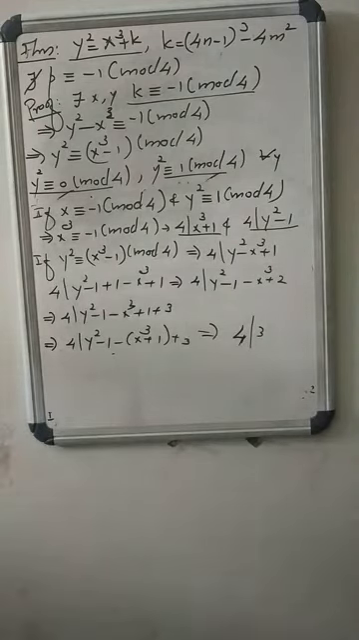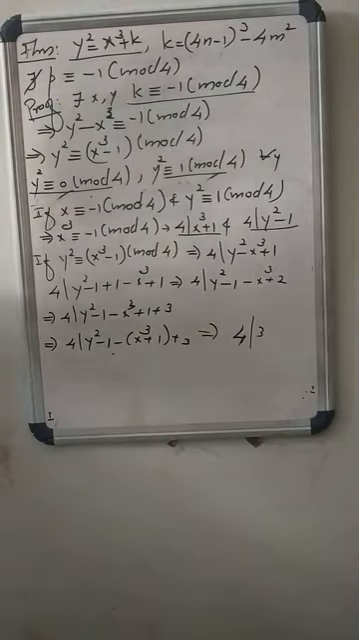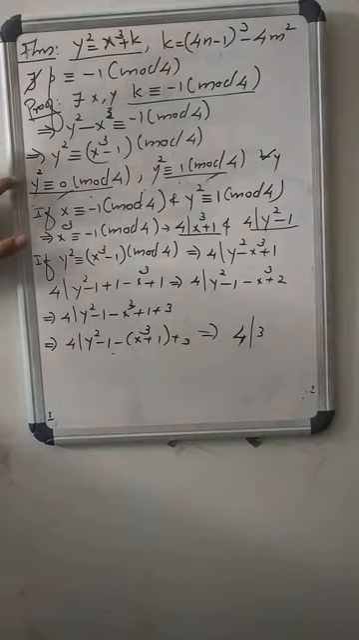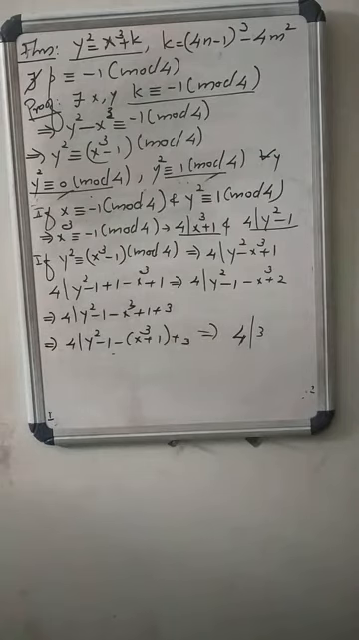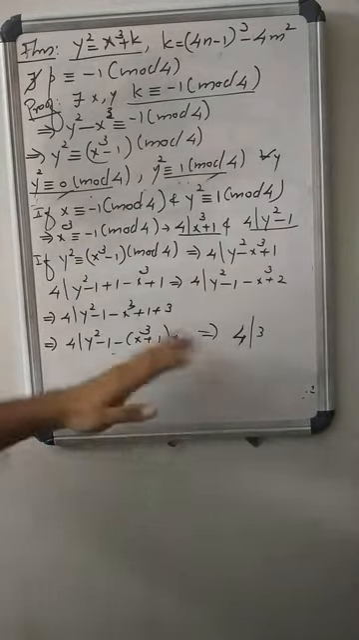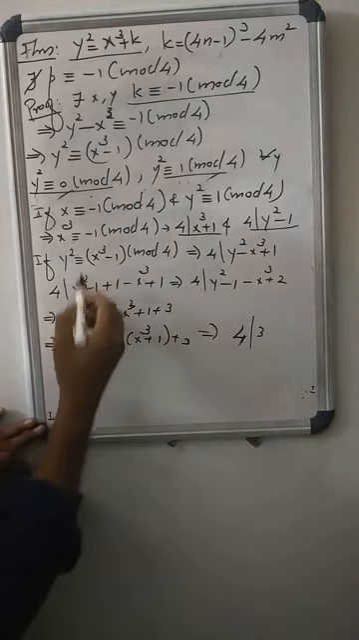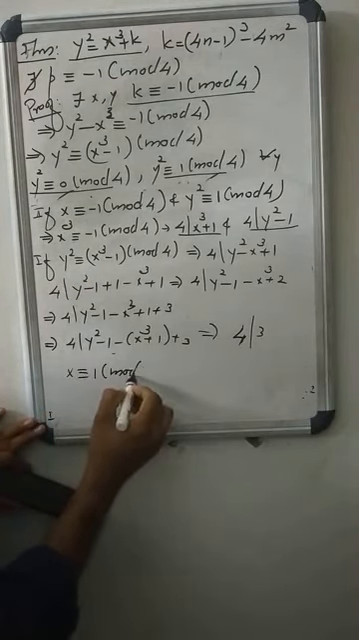So these 4 cases do not hold. When x is even and y² ≡ 0 mod 4, that case does not exist. When x is even and y² ≡ 1 mod 4, the case does not exist. When x ≡ -1 mod 4 and y² ≡ 0 mod 4, it does not exist. And when x ≡ -1 mod 4 and y² ≡ 1 mod 4, also we get a contradiction. Therefore x ≡ -1 mod 4 is not possible. Therefore x ≡ 1 mod 4.